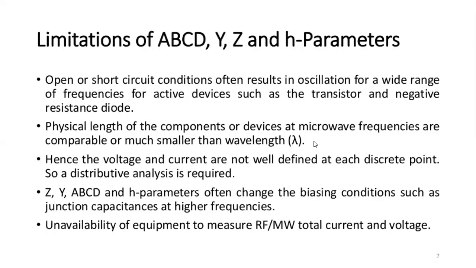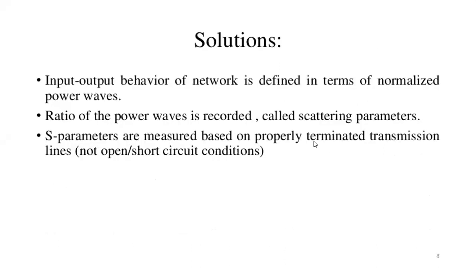Another reason is the unavailability of equipment to measure. Since you are going for higher frequencies, this will be in terms of radio frequency or microwave frequencies. To measure that, we don't have a particular equipment. The availability of equipment to measure radio frequency or microwave frequency for total current and voltage is not possible. That is one more reason we cannot go for the ABCD, Z, Y, and H parameters.